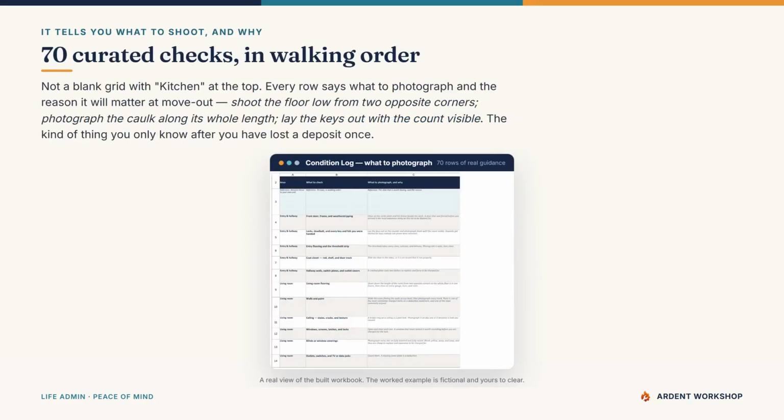And it tells you what to shoot. This is not a blank grid with the word kitchen at the top. Every one of the 70 rows says what to photograph and why it will matter later. Shoot the floor low, from 2 opposite corners, in daylight. Photograph the caulk along its whole length. Lay the keys out on the counter with the count visible, the kind of thing you only really learn after you have lost a deposit once.